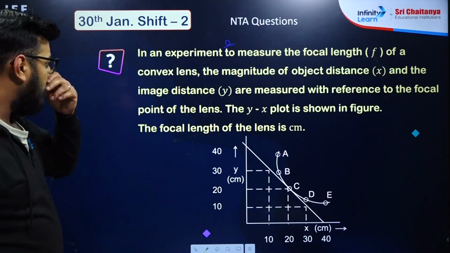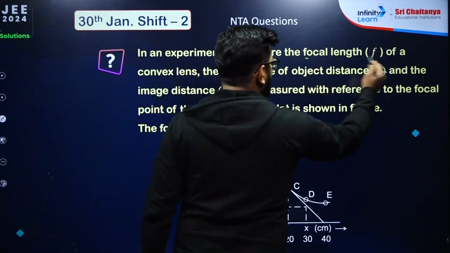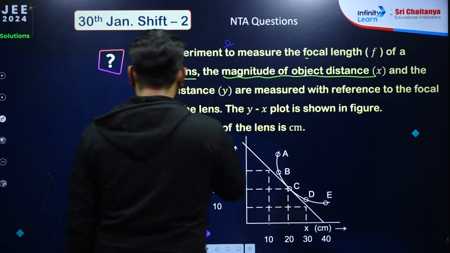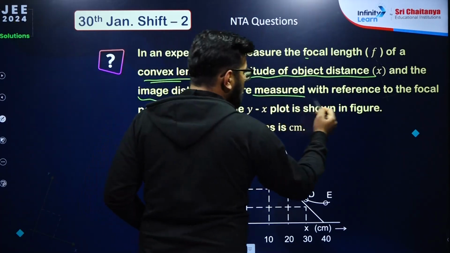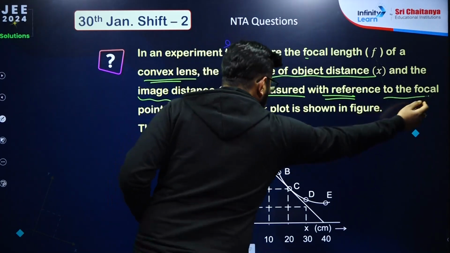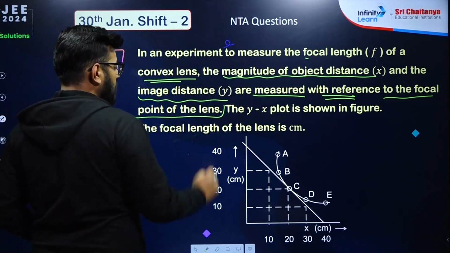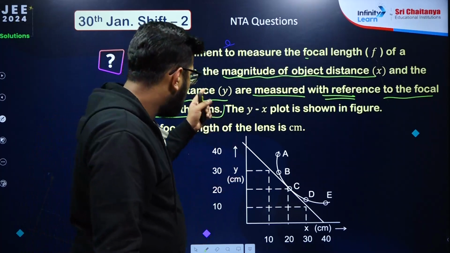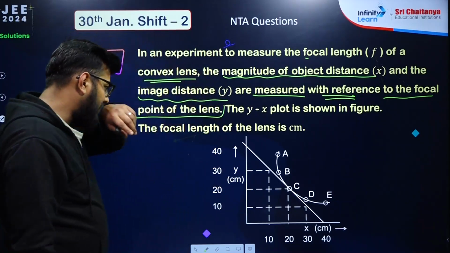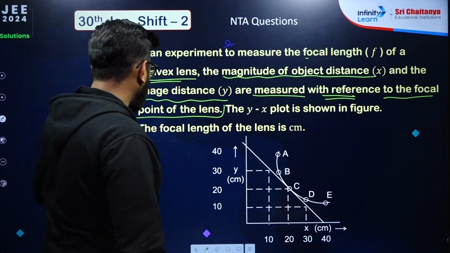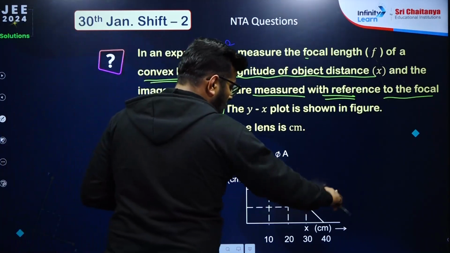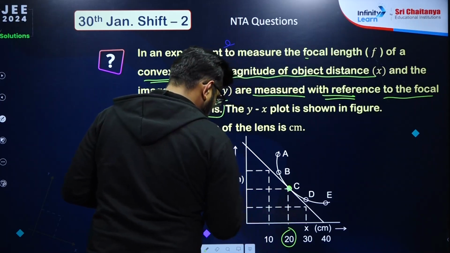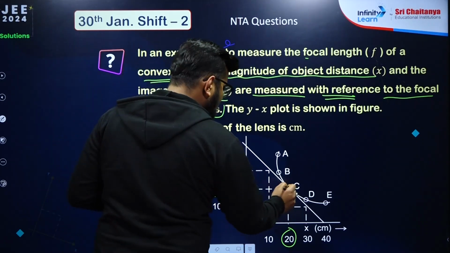Moving ahead, in an experiment to measure the focal length of a convex lens, the magnitude of the object distance x and the image distance y are measured with reference to the focal point of the lens. We have measured the x and y from the focal point of the lens. The y and x plot is shown in the figure. So if you just look at this graph, you will see there is a point 20 and 20 at which the object distance is equal to the image distance.